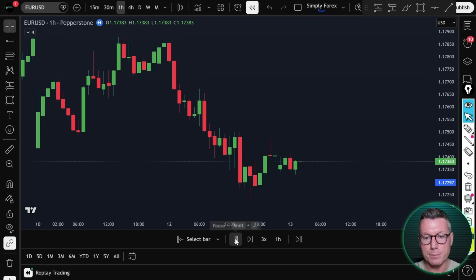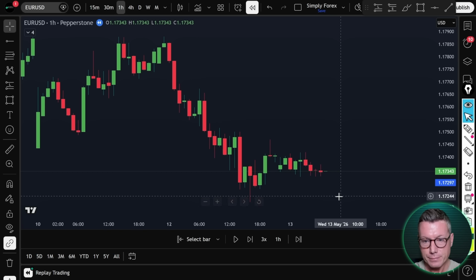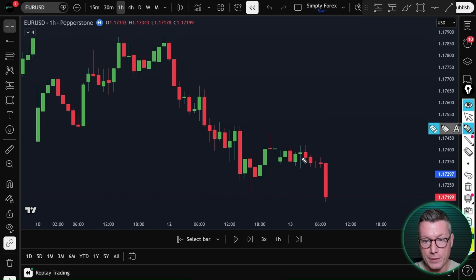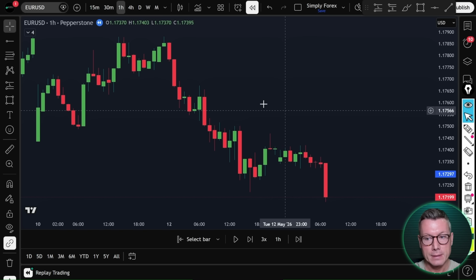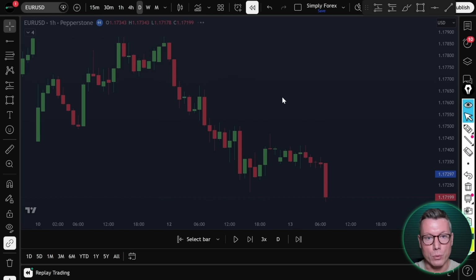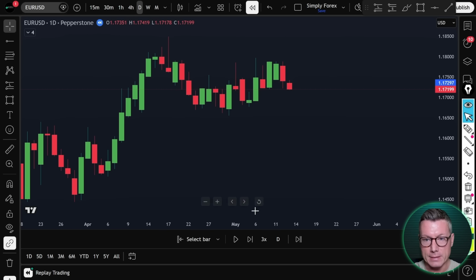So again, let's play this along. And again, even if you missed that first entry, there was another candle here, I would still put my stop loss above here. There's the target, bang, we hit it. Let's look at one more example, guys. Back to the daily chart.